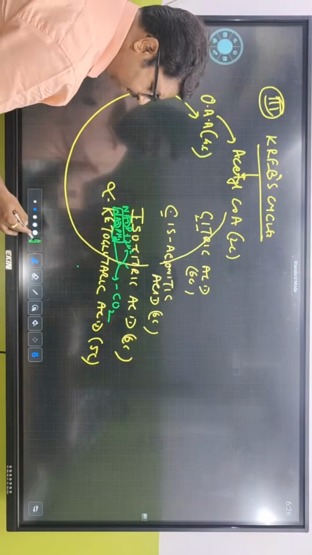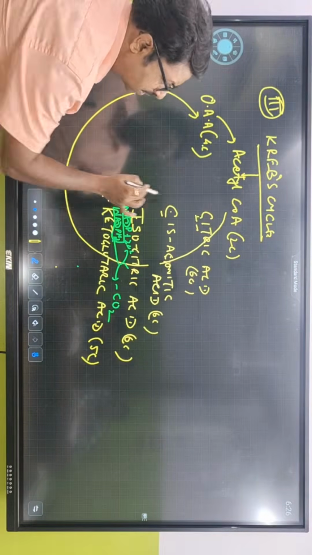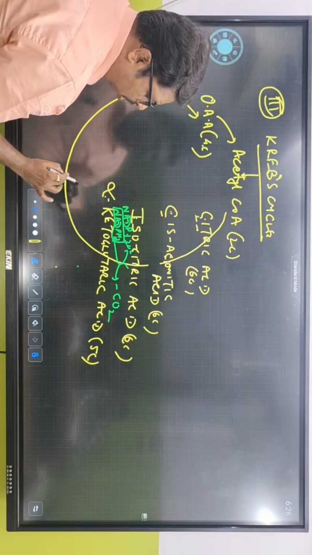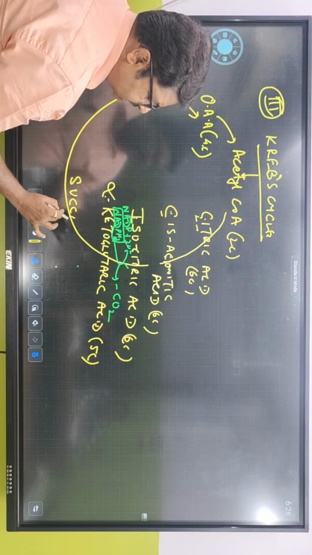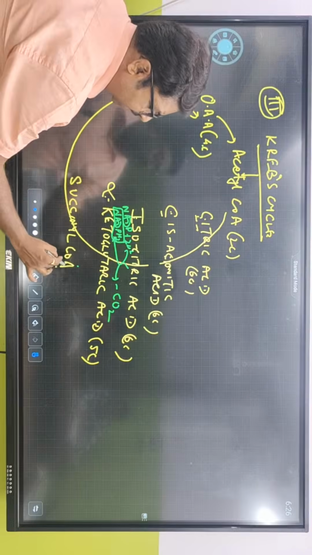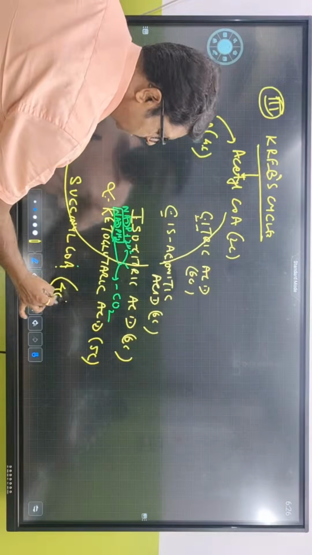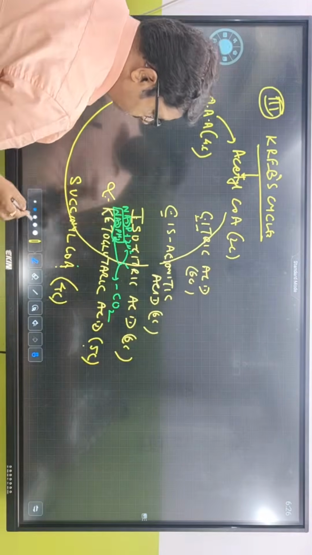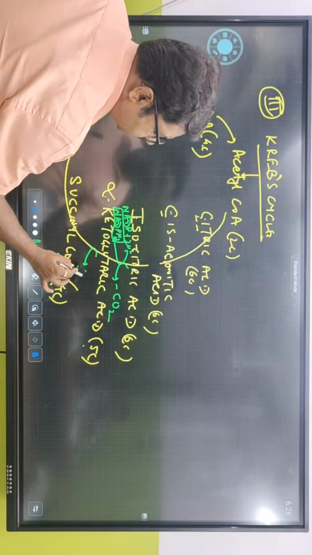Now from alpha ketoglutaric acid, it's going to make what? Succinyl coenzyme A, which is a 4 carbon compound. So from a 5 carbon to a 4 carbon compound, that means what has happened again? Carbon dioxide has been released from here.